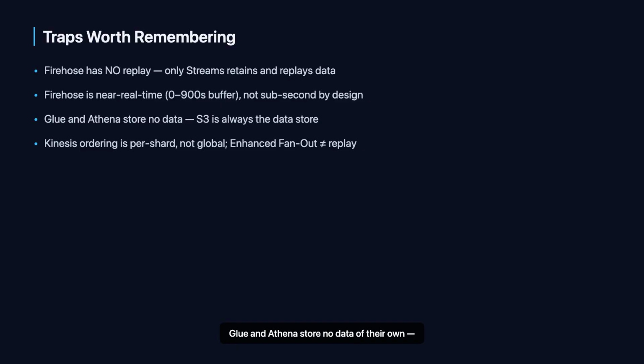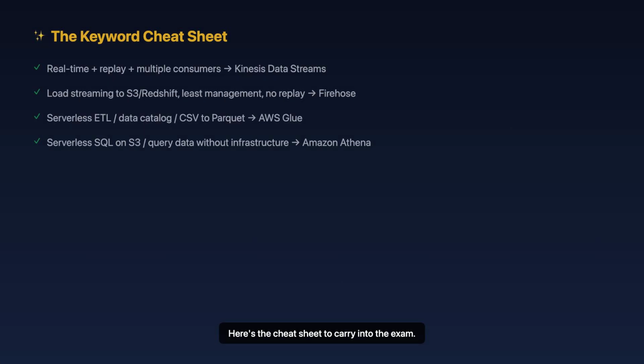Glue and Athena store no data of their own. S3 is always the data store in this stack. And Kinesis ordering is per shard, not global, so strict global ordering requires a single shard stream. One more. Enhanced fan-out is about throughput isolation, not replay. The two are unrelated. Here's the cheat sheet to carry into the exam.